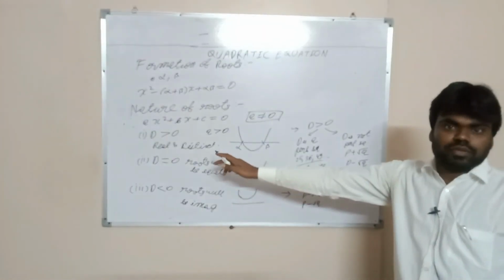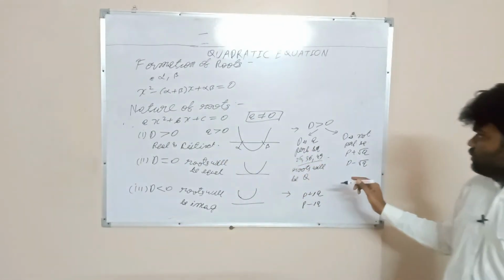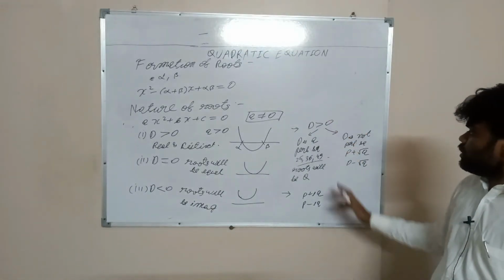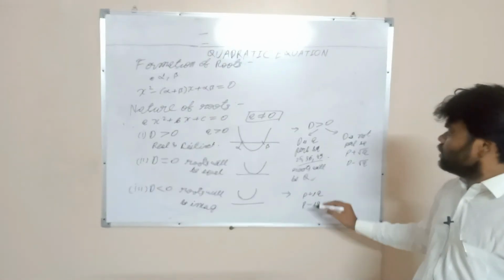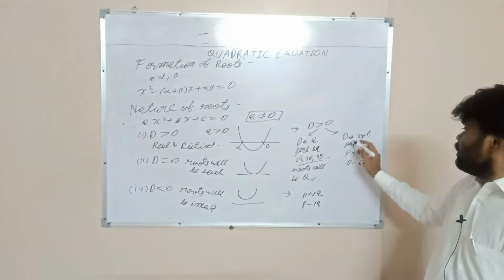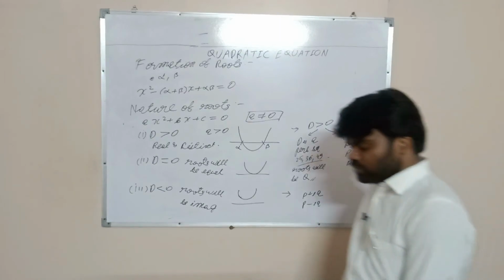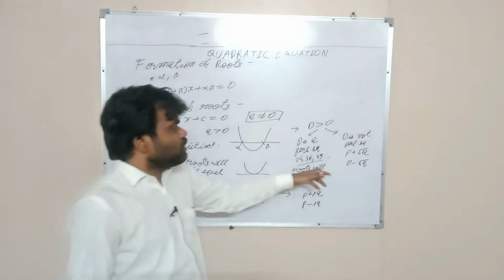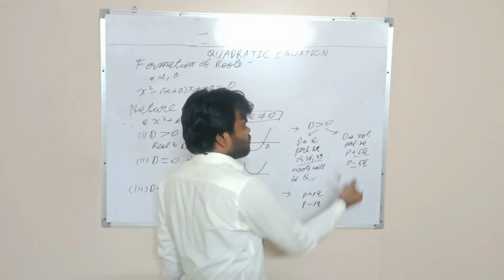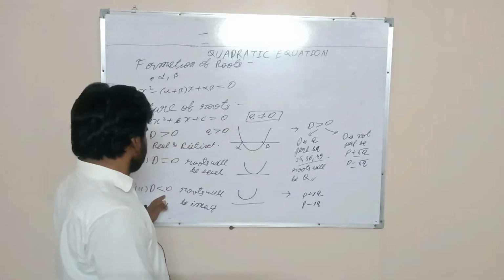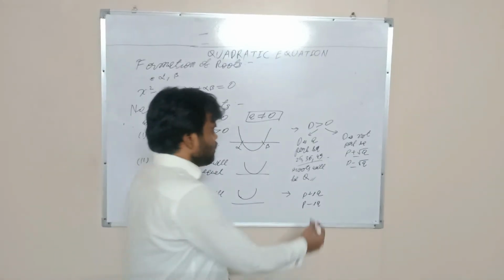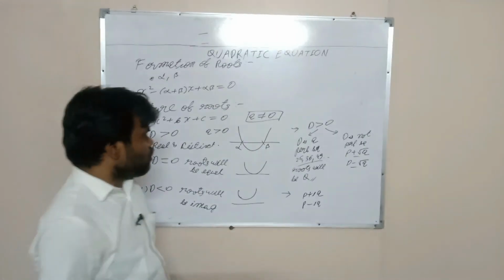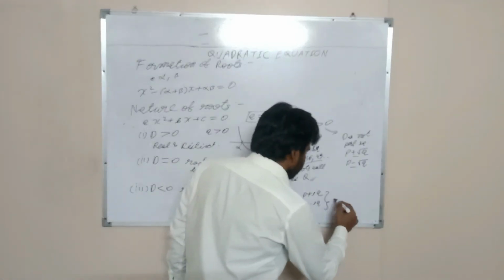When the discriminant is greater than 0, if the discriminant is a perfect square, then the roots will be distinct and rational numbers. If the discriminant is not a perfect square, in that case the roots will be in the form of p plus root q, p minus root q. And if the discriminant is smaller than 0, it will be p plus iota q and p minus iota q. These are conjugates of complex numbers, so these are called conjugates.